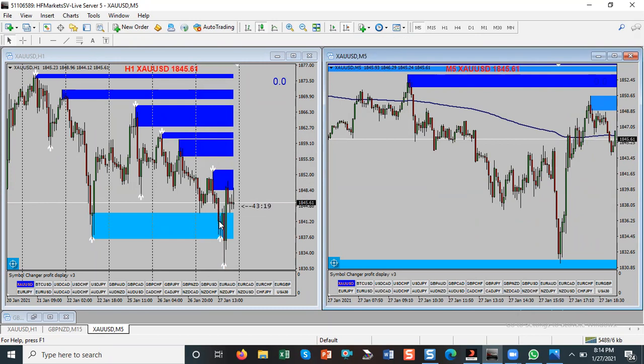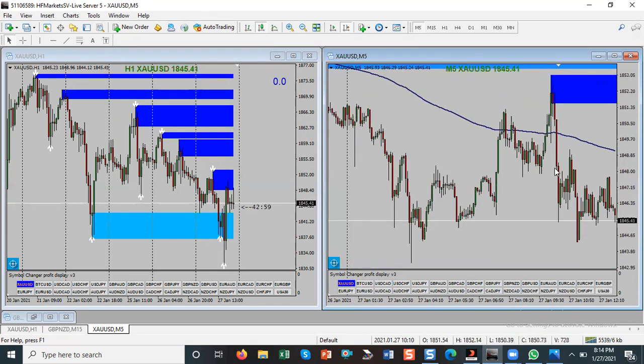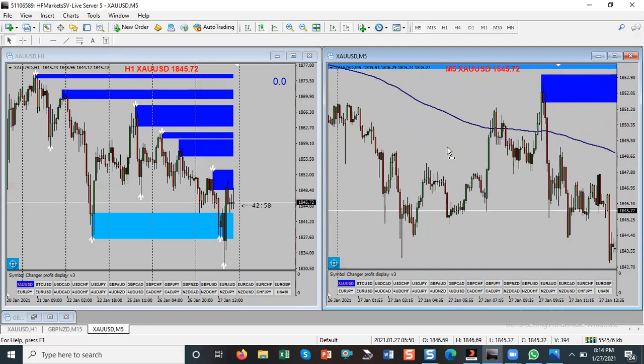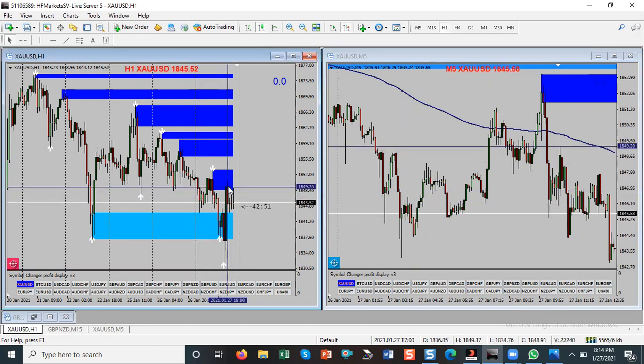Now, once I see this and price trades away from it, I will wait for price to go back to retest it. So during the retest, once price has traded into it for the retest, I will go to my 5 minutes time frame. Let me check to know the exact time. So at this point, price went to retest it.